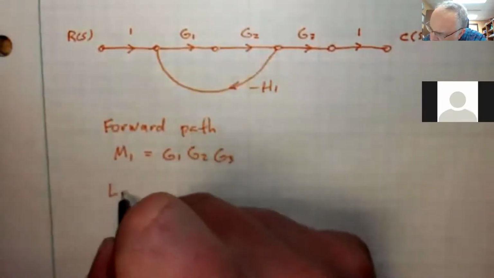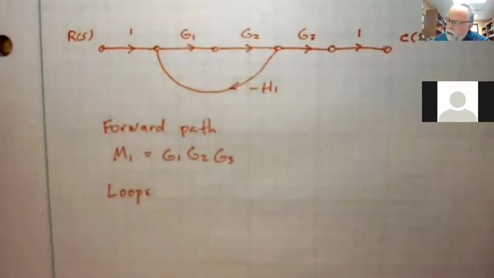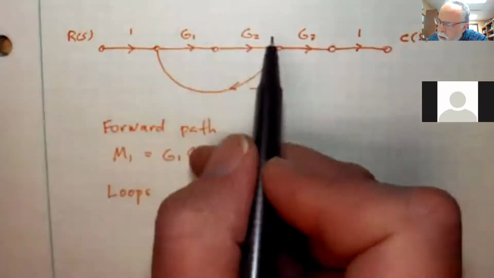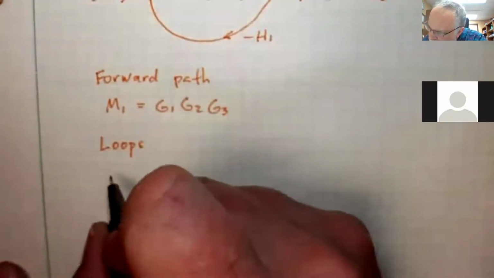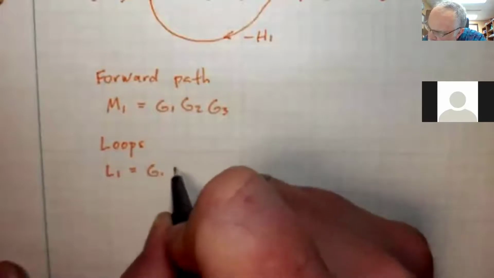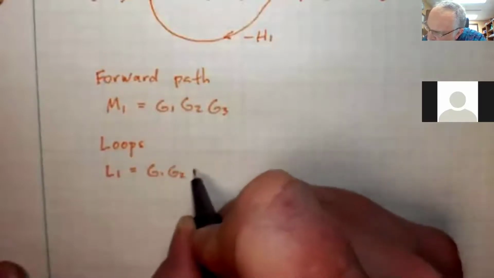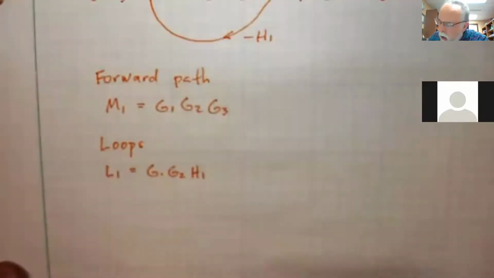Loop. Well, there's only one loop. So that would be loop 1 equals G1, G2, H1. But there's a minus sign here. So that would be minus there.